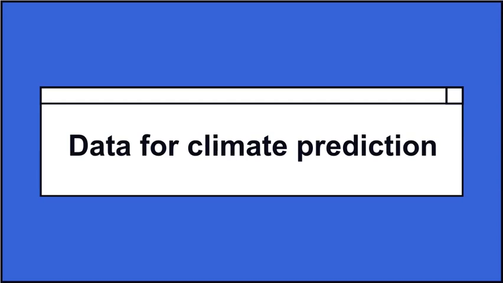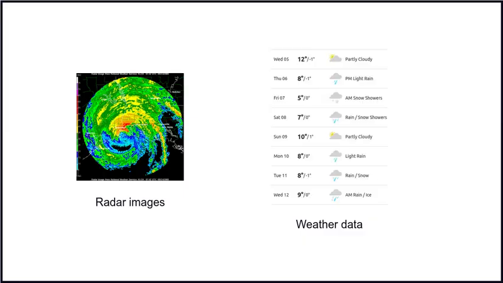So let's talk about the data used for climate prediction. There are mainly two types of data. The first one is radar and satellite image data. These data sets are used mostly to predict precipitation, winds movement, humidity. To exploit this type of data, we usually use convolutional neural networks.